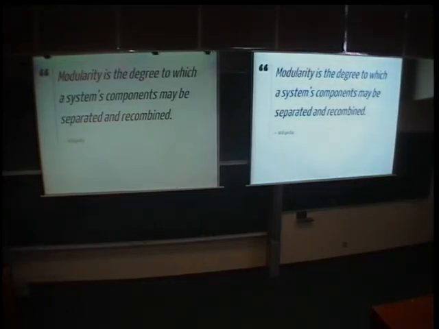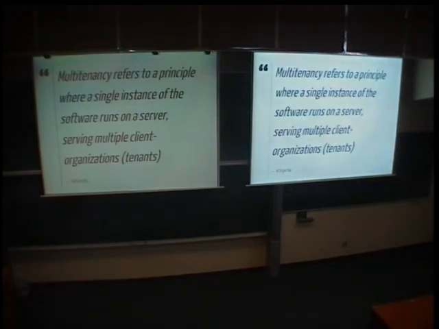Modularity is the degree to which a system's components may be separated and recombined. In the JSF way, it means separation and recombination of views in some way, which allows modularity. And what is multi-tenancy? It's a principle where a single instance of an application can serve multiple client organizations called tenants.